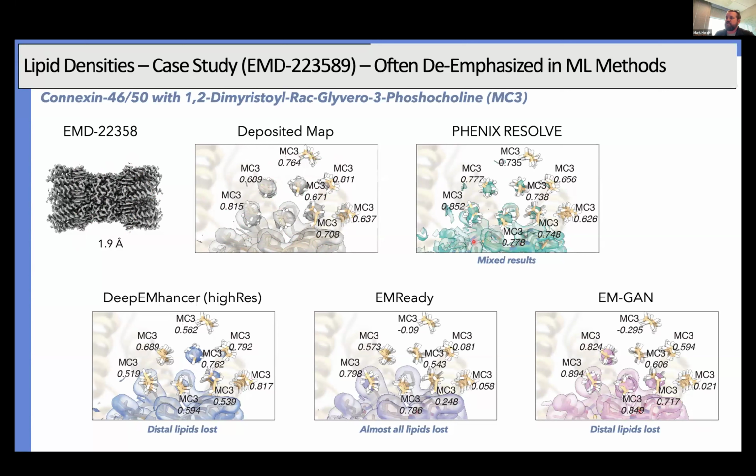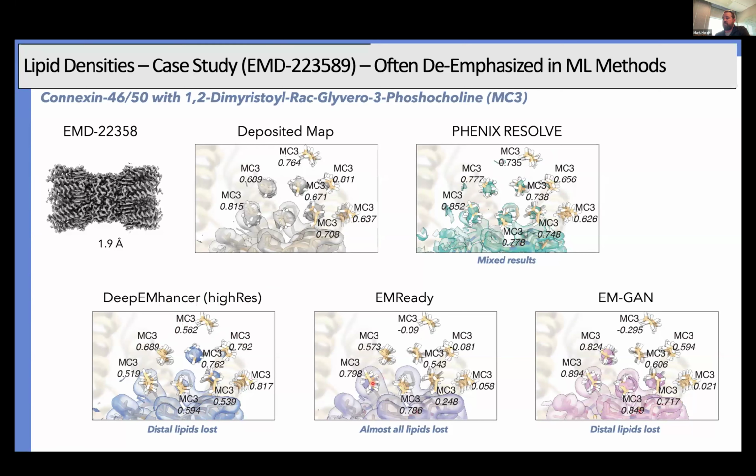In Phoenix Resolve, you get great enhancement of the protein backbone. The carbonyls really pop and the waters shine in this map, but you start to see some falloff in these outer lipids for some reason. Now, in DP Enhancer, you get good backbone connectivity, but you lose resolution overall compared to the raw map because it's emphasizing connectivity versus some of the high-res features. But these distal lipids are completely lost in this modified map.